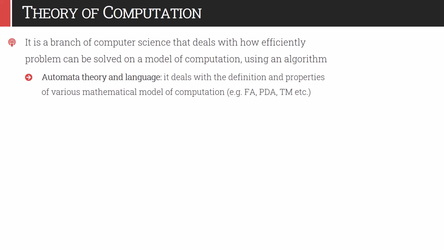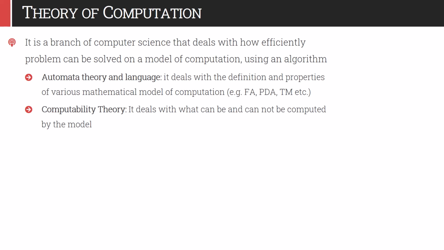The first part deals with the definition and properties of various mathematical models of computation. Very soon we are going to discuss finite automata, followed by pushdown automata, Turing machine and so on. So that branch of the theory of computation deals with defining various mathematical models of computation.